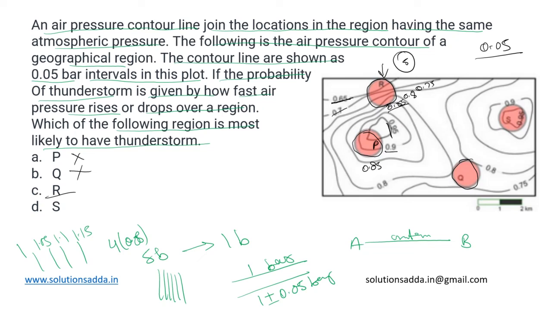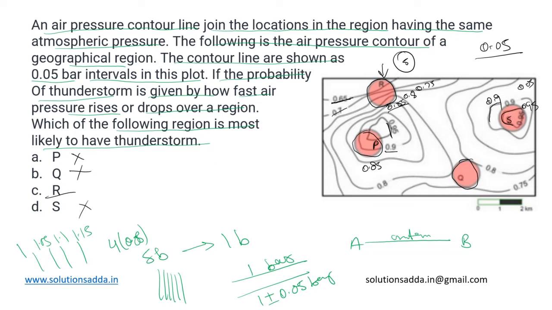Let us also look at S. In this region, there is just one contour line intersecting it, and this one is surrounding it. This one is 0.9 and the internal one is 0.95. So again, that's not a huge difference, just 0.05. So it's not very likely to get a thunderstorm.